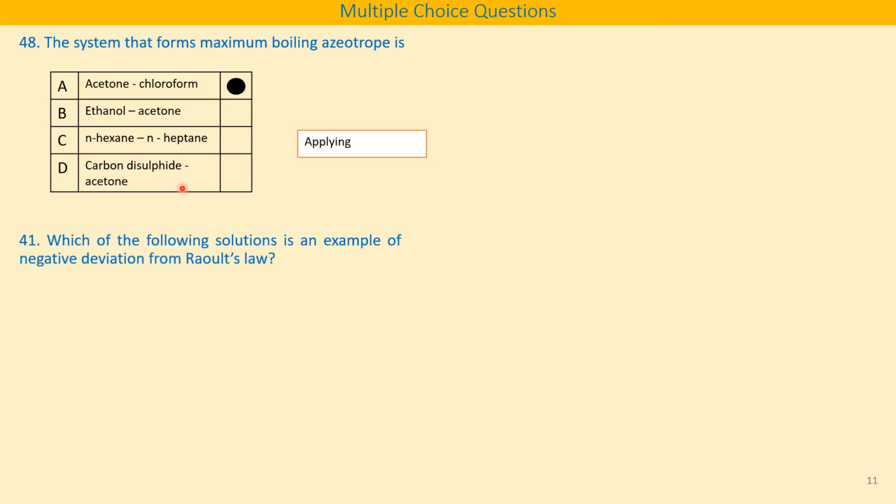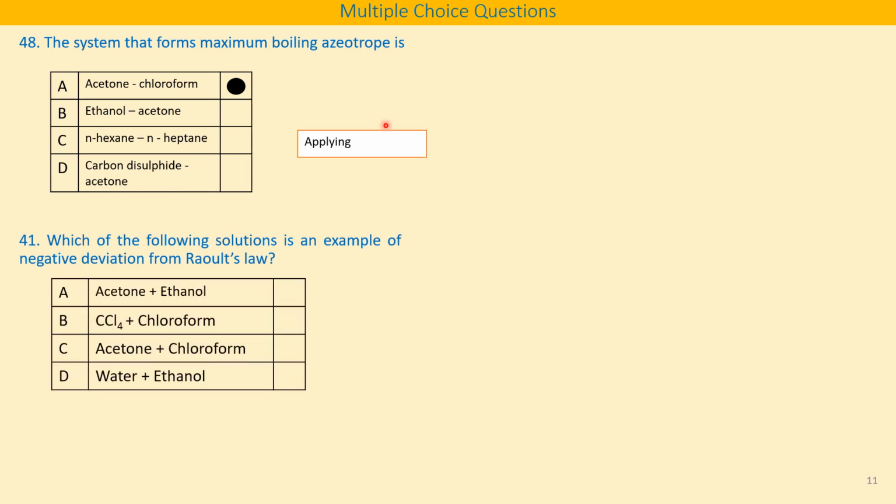Next question. Which of the following solutions is an example of negative deviation from Raoult's law? Four options are given. Option A, acetone plus ethanol. Option B, CCl4 plus chloroform. Option C, acetone plus chloroform. Option D, water plus ethanol. Please analyze it.